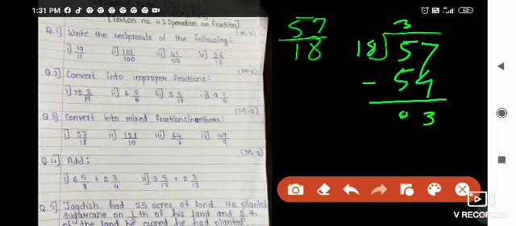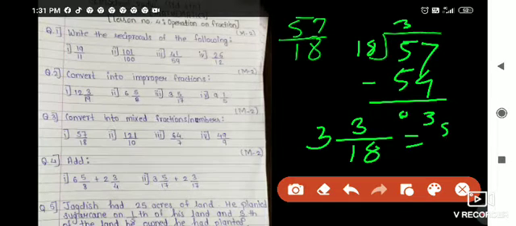As I told you before, this remainder 3 we have to write above the fraction, and 18 we have to write below the fraction. That is the answer of this 57 upon 18. Okay, so this is the conversion of an improper fraction to a mixed number.